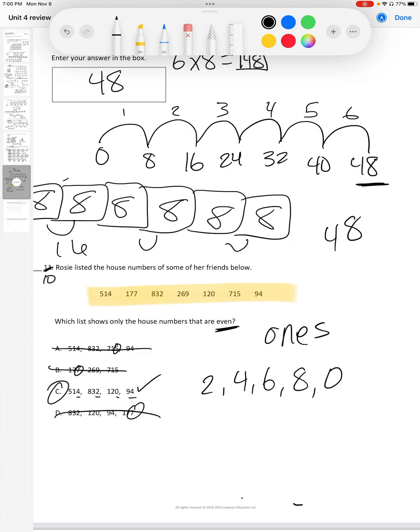The takeaway here is we only care about the ones place. And what makes a number even is if it is divisible by 2. Can you evenly divide that number into 2 groups? I don't care about the tens place, the hundreds place, the thousands, the millions, the billions. None of those. I only care about the ones place. Is that number easily divisible by 2? Will it evenly divide into 2 with the same number in each group?